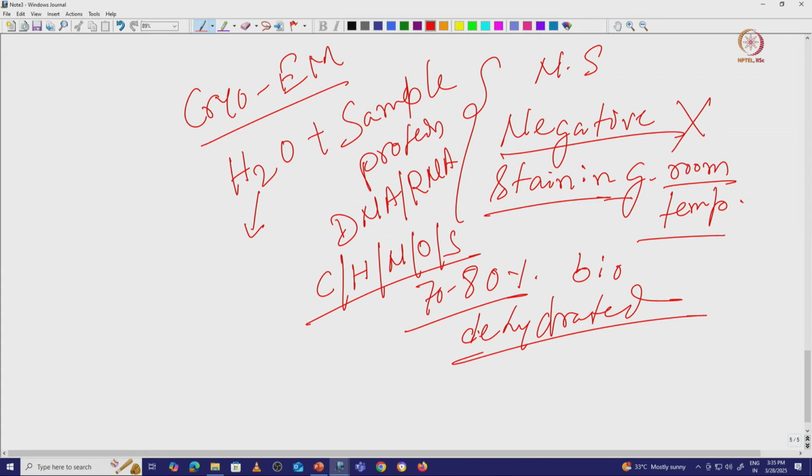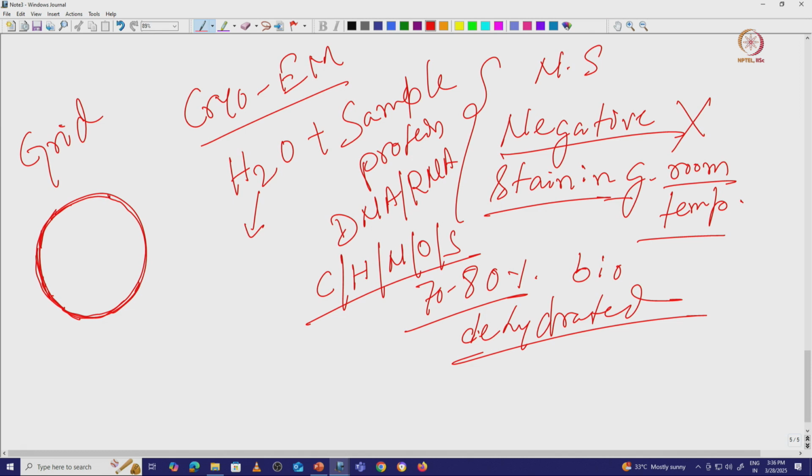So if you look at any type of negative staining or cryo, we are using what is called a grid for sample preparation. What is that grid? A grid is a circular thing. In that circular thing, this is a metal bar. It is made of copper or nickel. Nowadays we are mostly using copper grids.